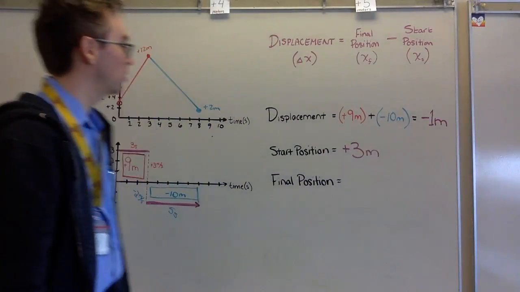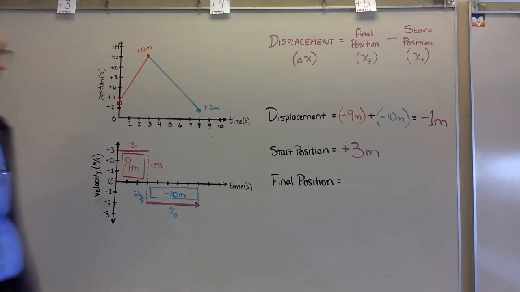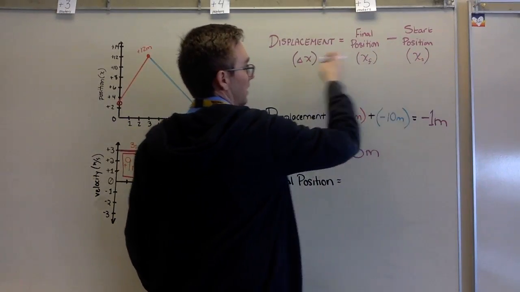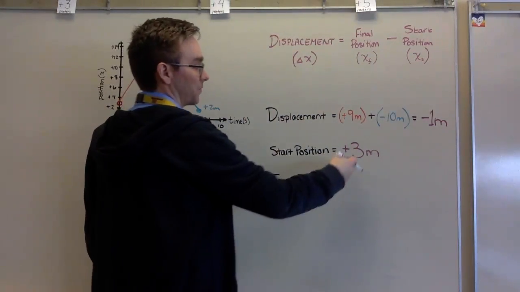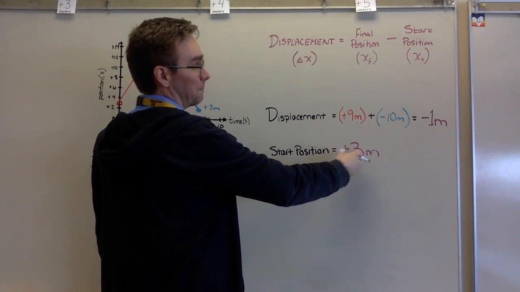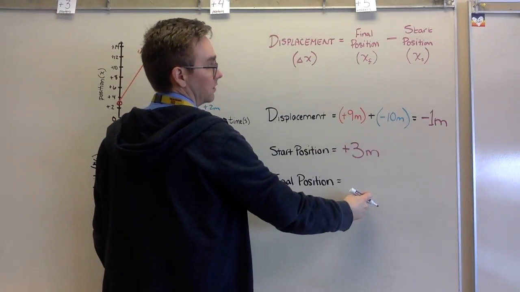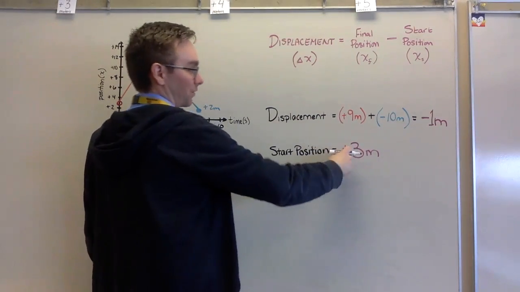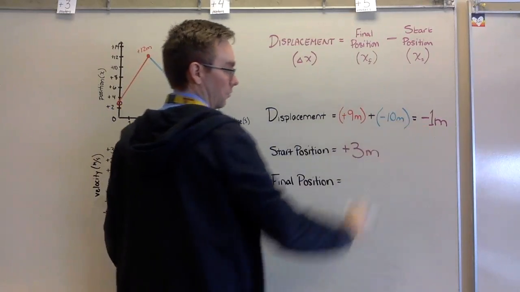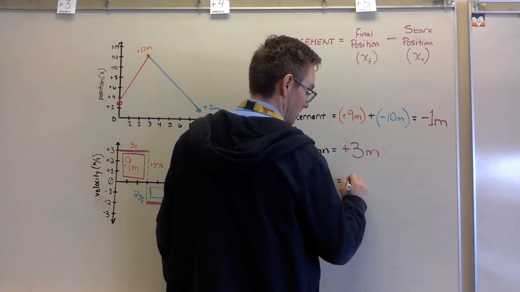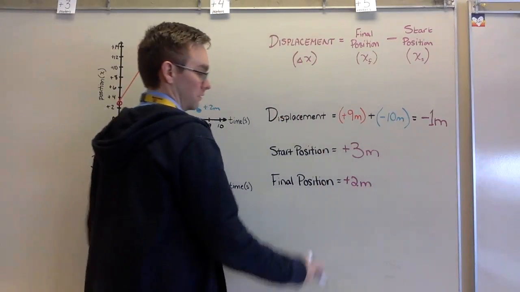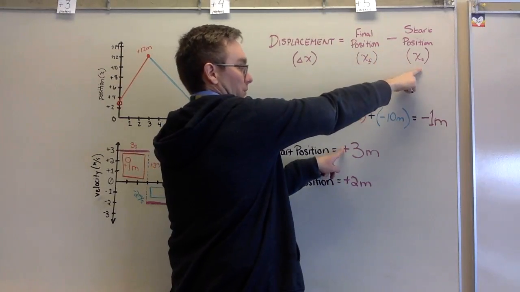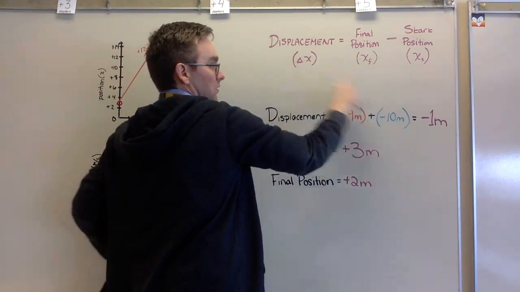All right, so if I want to know where I ended up, just doing the math, I know final position minus starting position has to equal this number. So in that case here, some number minus positive 3 has to equal negative 1. The correct answer is positive 2. If I want to make sure, final position is positive 2 minus 3 equals negative 1.